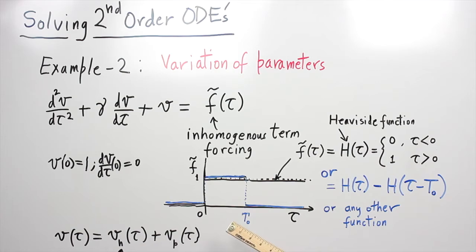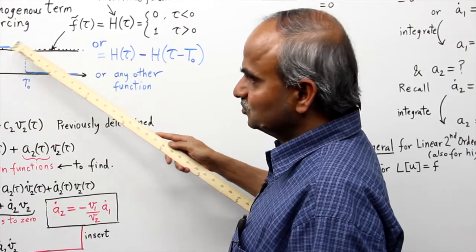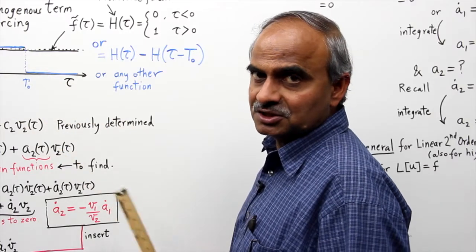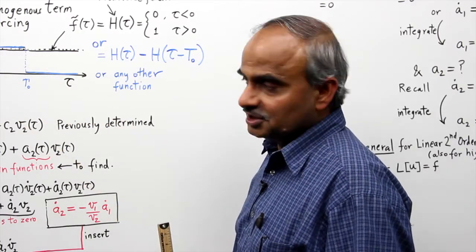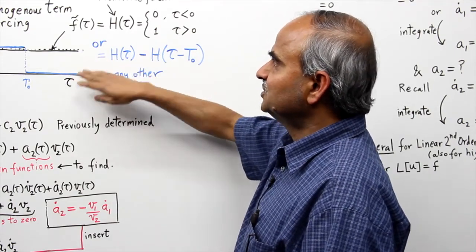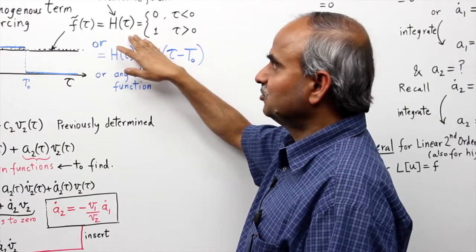Some forcing is prescribed. For example, we can think of that forcing as turning on at some time t equal to 0, staying on forever, or staying on for some finite duration t0, and then switching off. Those would be two particular types of forcing, or it could be some completely arbitrary function with arbitrary variation. As long as it's a prescribed variation, that would be a legitimate right-hand side.